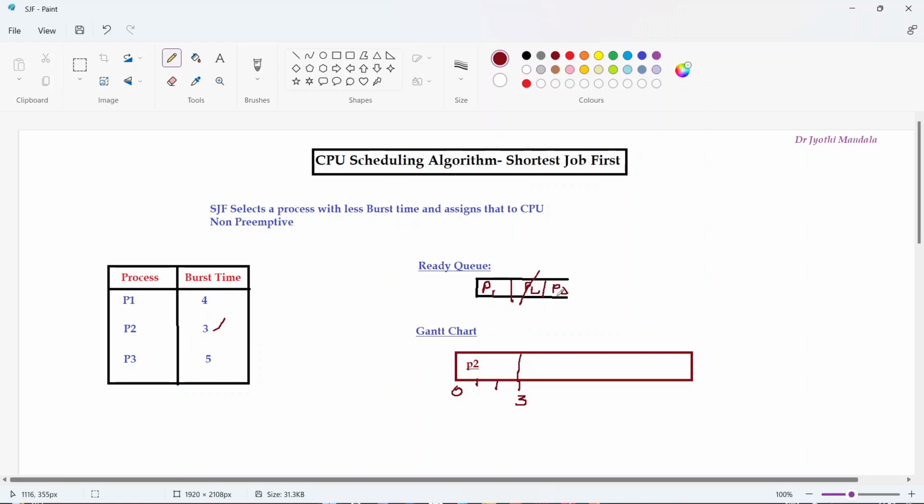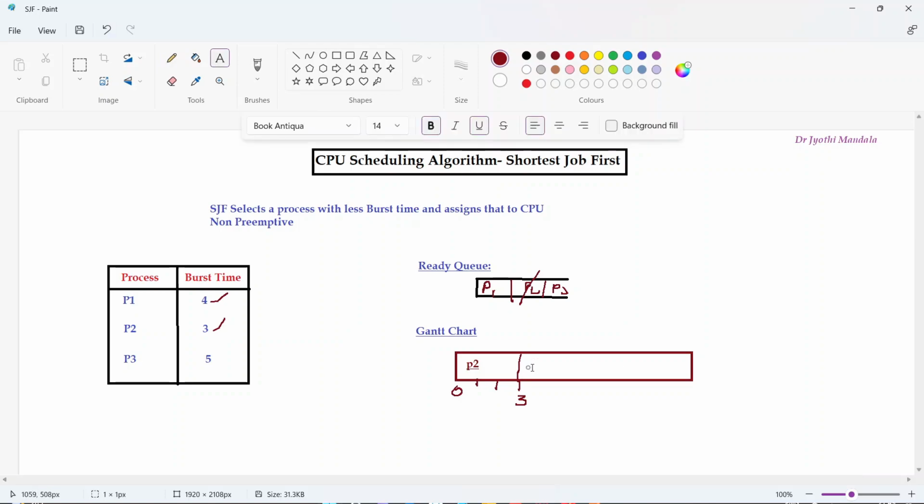Now we have 2 more processes available, P1 and P3. Between P1 and P3, which process will be selected? We need to check the burst time. P1 requires 4, P3 requires 5. Whichever requires less time is selected, that is what shortest job first means. So that will be given the chance.